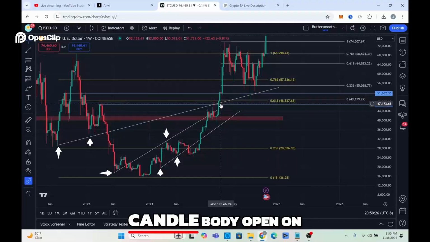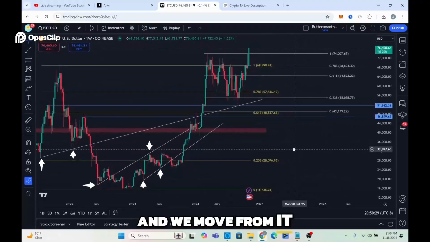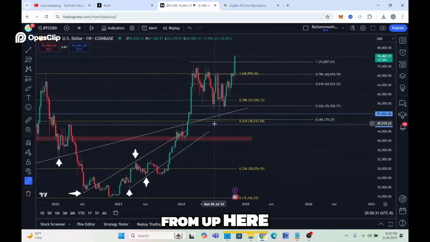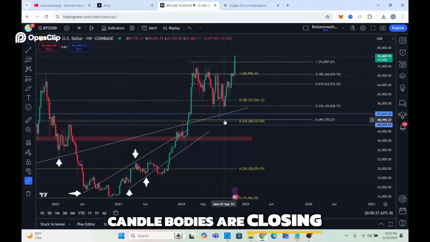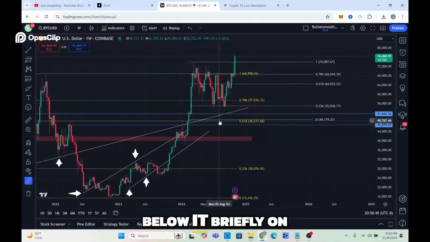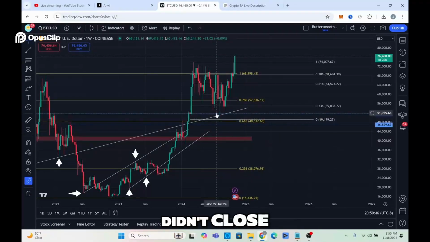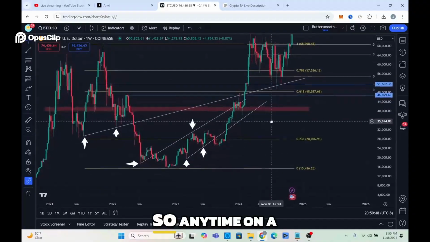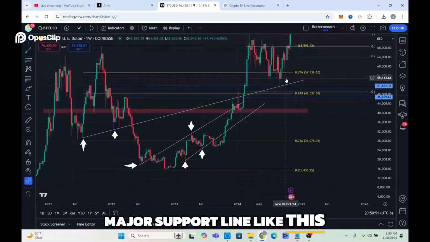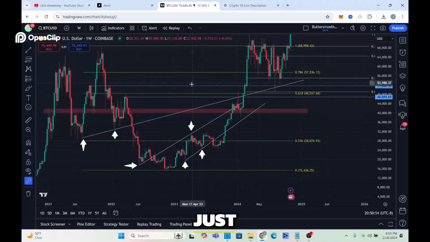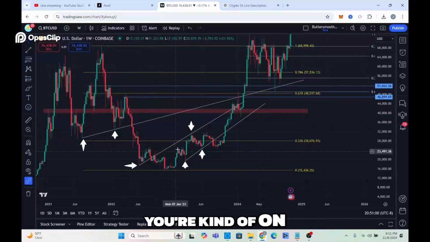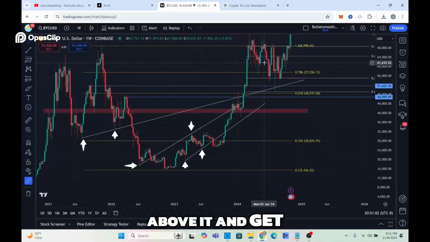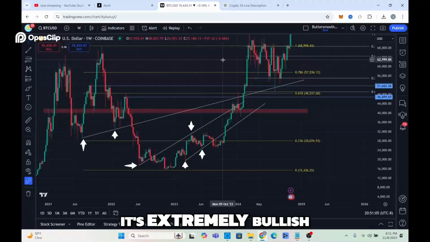Candle body closure, candle body open on the trend line, and we move from it. And then when we do get a dump from up here, we come back to the trend line, and we are always closing above it. Candle bodies are closing above it. We may have wicked below it briefly on August 5th, 2024, but the candle body didn't close below it. So on a major support line like this, anytime you're below it, you're kind of on the bearish side, but once you get above it and get candle body closures to the upside, it's extremely bullish.